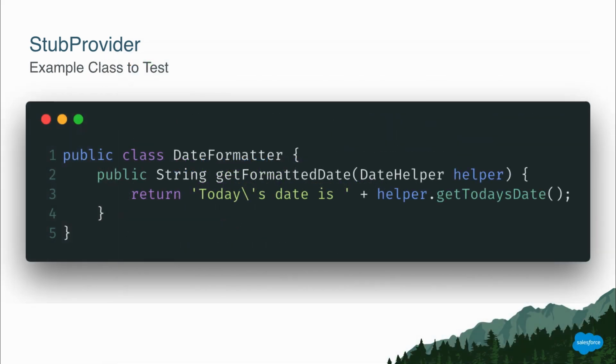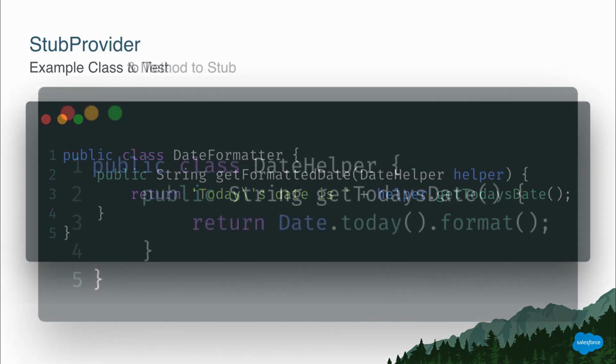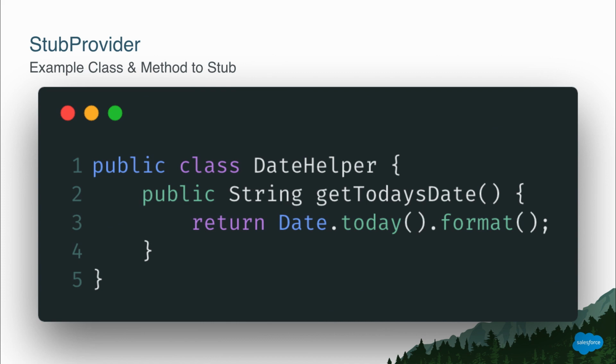Now, to show you an example of how this works, we're going to walk through dependency injection of a date formatter object that we're going to stub. In this case, we've got our date formatter class, and it's got one method, get formatted date. It's going to accept a date helper, and then it's going to say today's date is that helper's get date. And I'm sorry, this is not the one we're going to stub. This is the thing we're testing. Now this is what we're actually going to stub. We're going to stub the date helper and get today's date. It's very simple, return today.format.